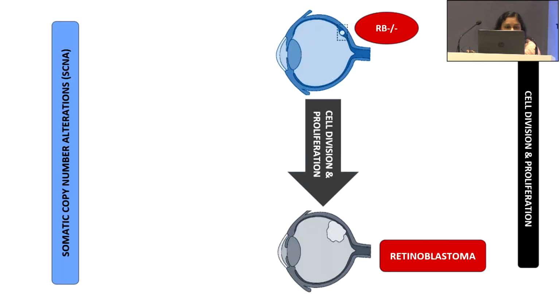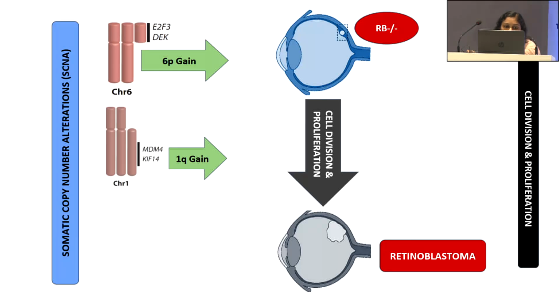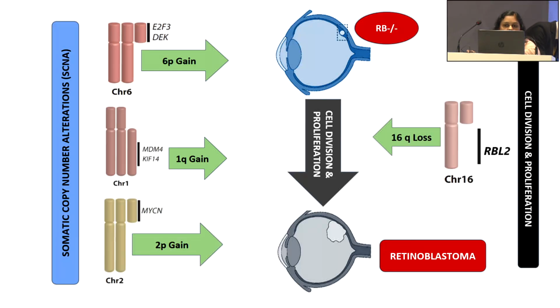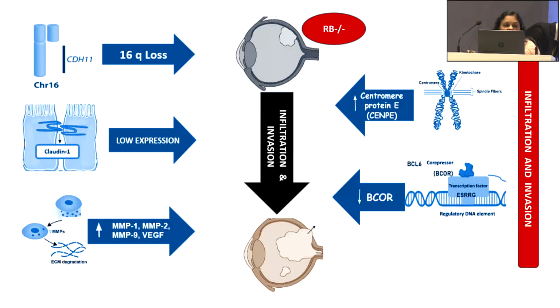This could be somatic copy number alterations, as in 6p gain, 1q gain, 2p gain, or even a 16q loss involving the retinoblastoma-like gene. Subsequently, mutations could also involve cell adhesion molecules like cadherin or intercellular tight junction molecules like claudin, which opens the gate for the RB cells. Again, an increase in the matrix metalloproteinases causes extracellular matrix degradation, which paves the way for the retinoblastoma cells to move. Also, a downregulation of BCOR helped the retinoblastoma cells to survive in hypoxia. So all these mutations conferred additional properties to the retinoblastoma to infiltrate, invade, and metastasize.